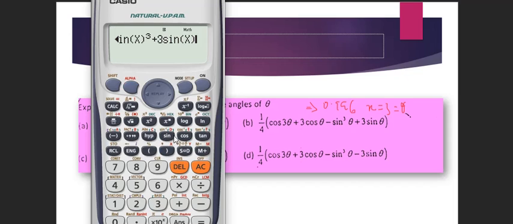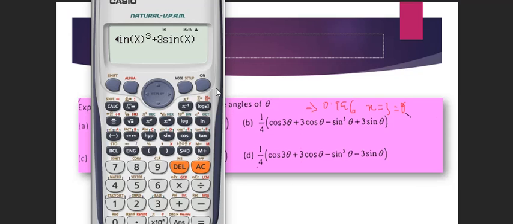Now let's choose our x value. Our x value is 3. We chose 3 over here, so let's use 3. You can notice that B is not the correct answer because we ended up with 1.035, whereas the answer is 0.996. So let's proceed.